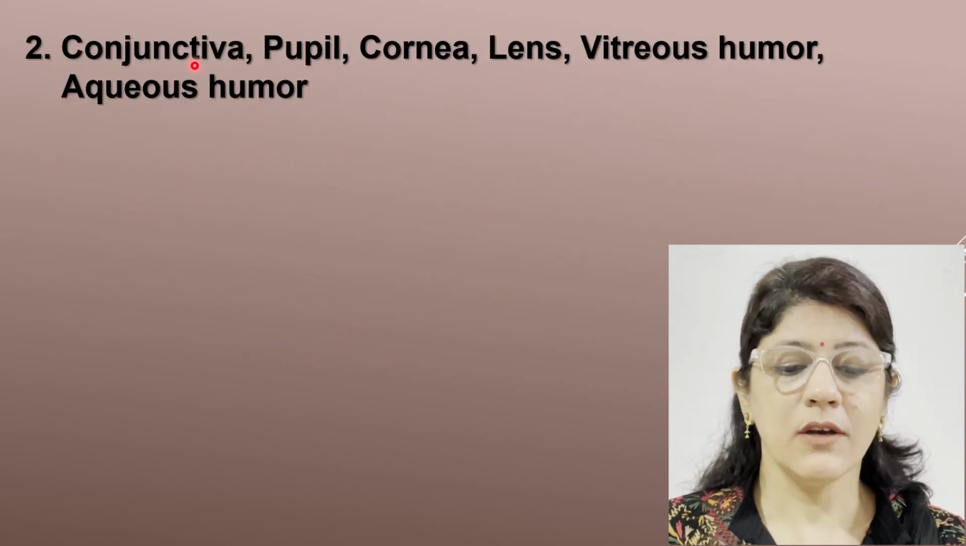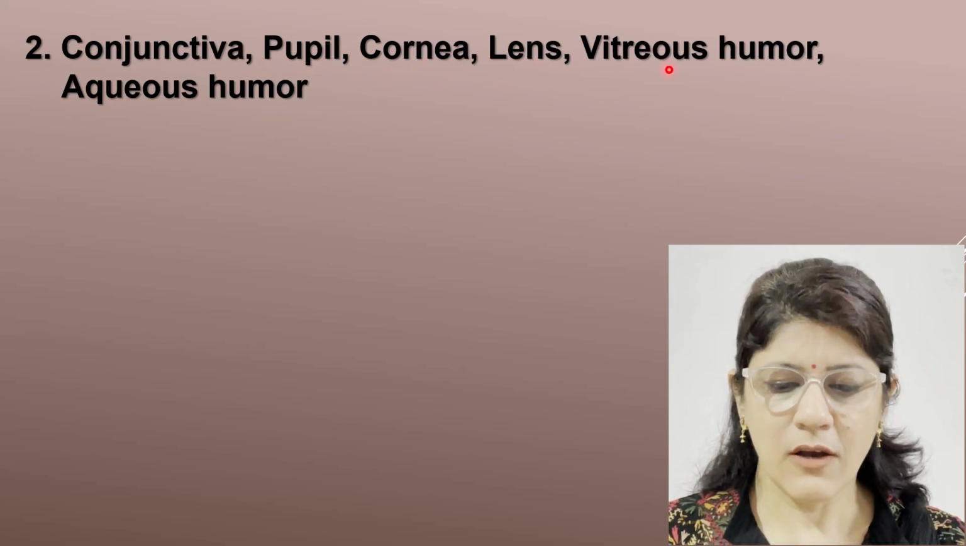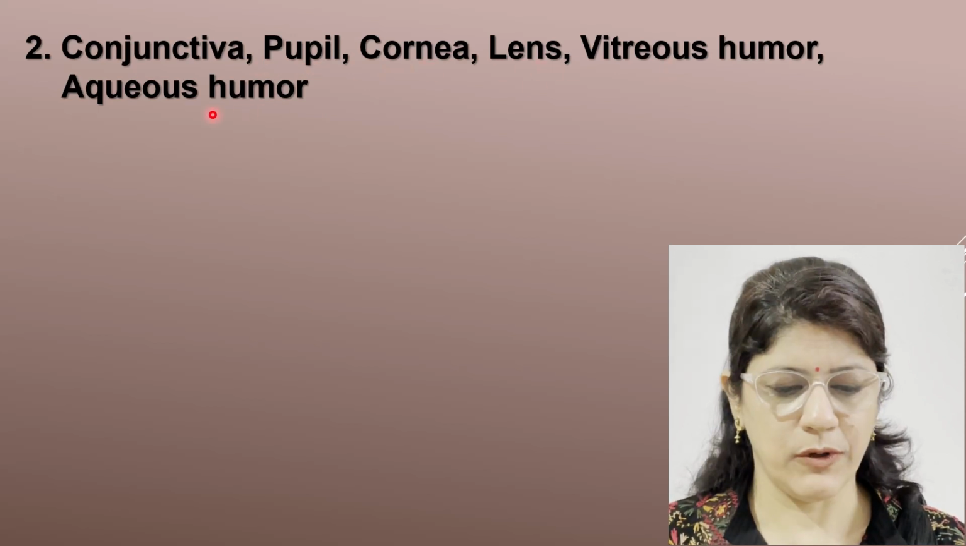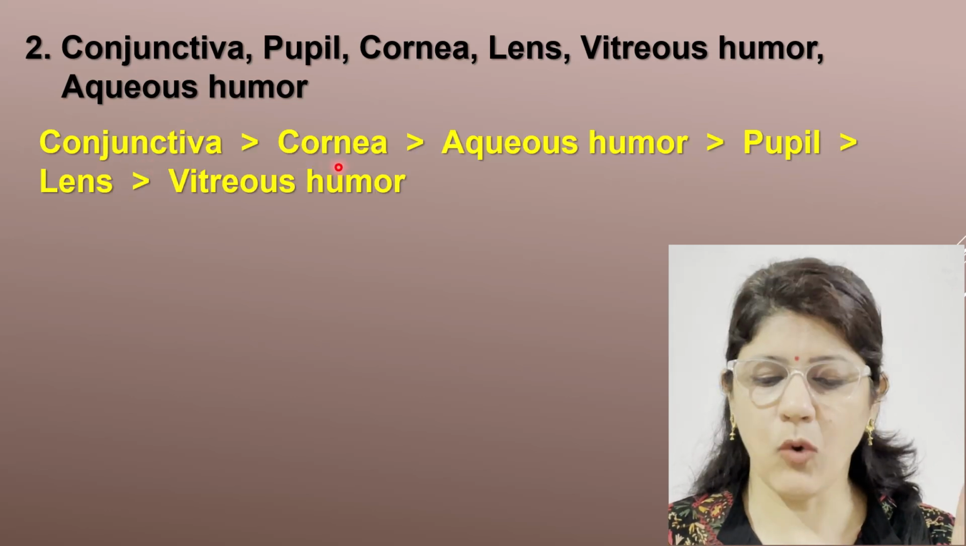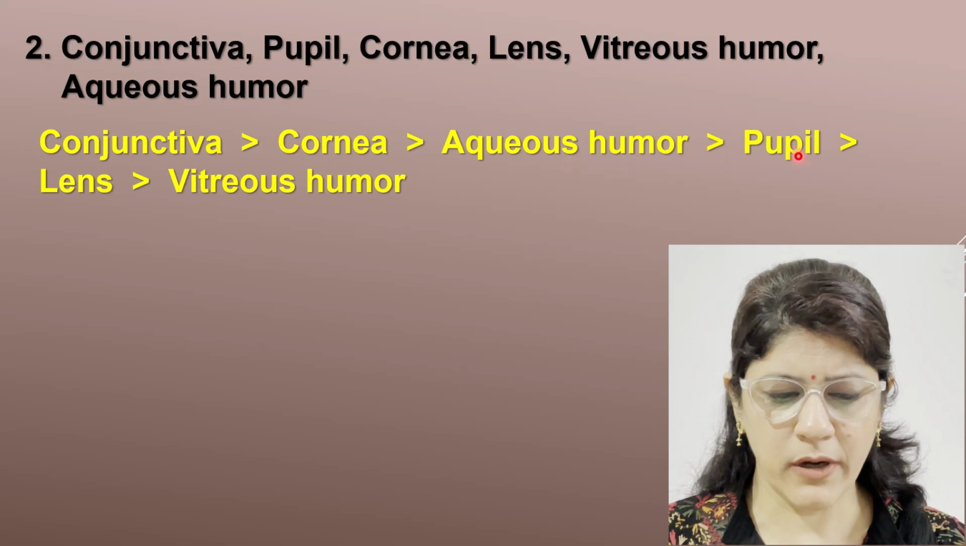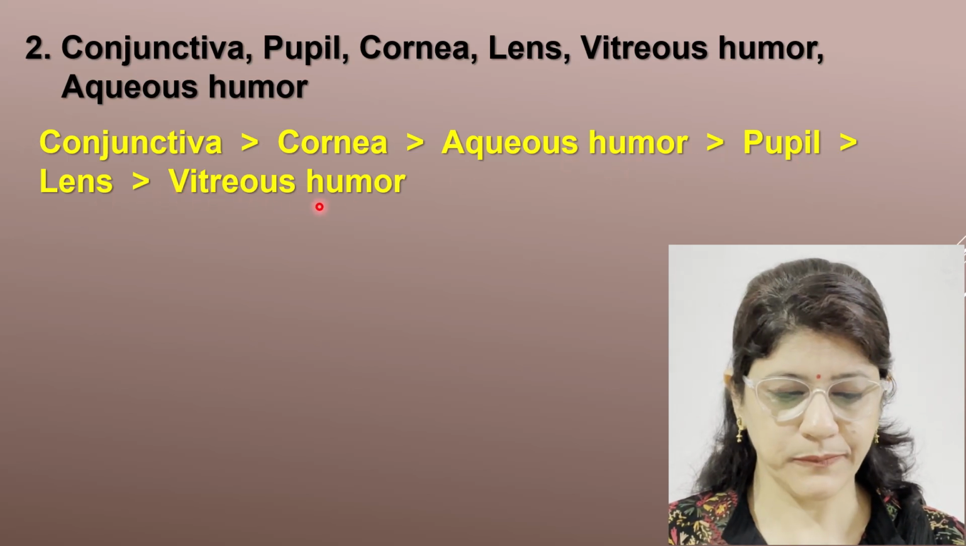Second sequence is conjunctiva, pupil, cornea, lens, vitreous humor, aqueous humor. So logical sequence is conjunctiva, then cornea, then aqueous humor, then pupil, lens, and then vitreous humor.